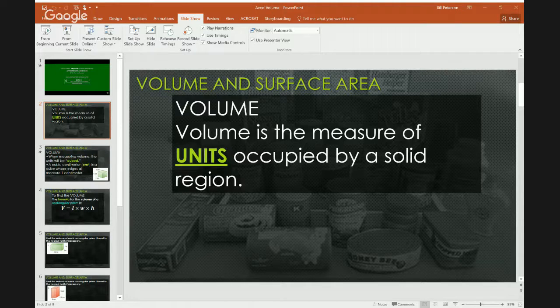All we have to do is multiply these numbers together. 4 times 5.1 times 9 equals 183.6, and we need a label on this. Our label is going to be in centimeters cubed this time.